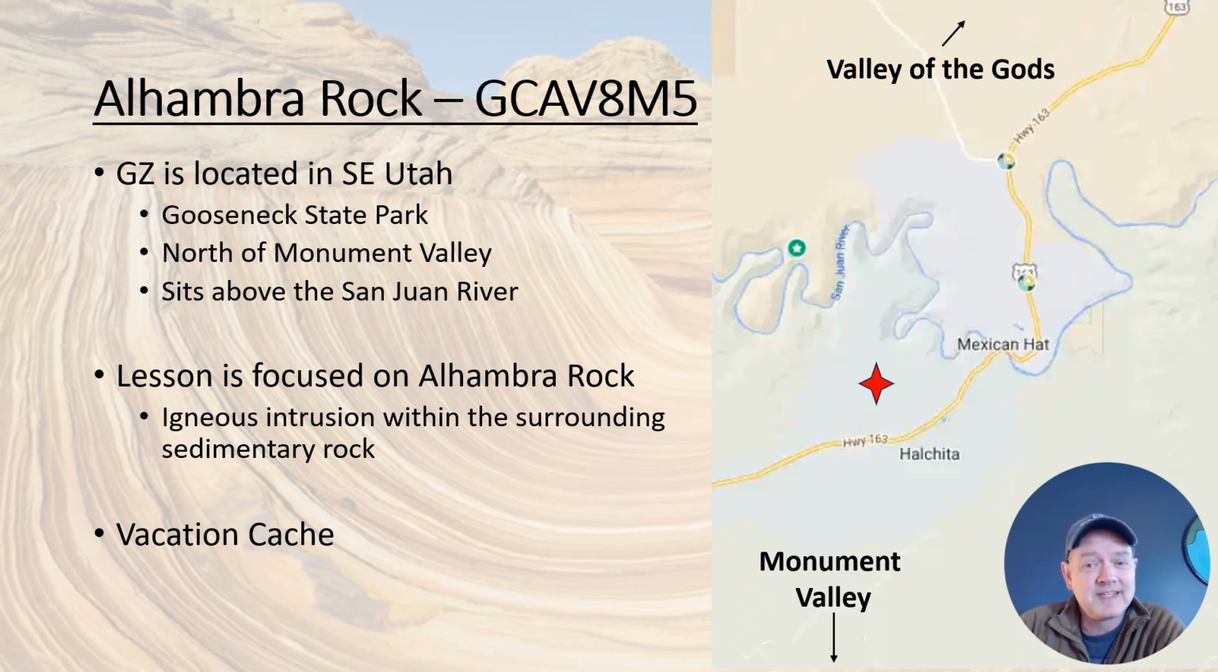Alhambra Rock itself is an igneous intrusion within the surrounding sedimentary rock. So I think EarthCaches should answer the question, why is this like that? So why is an igneous intrusion within an area dominated by sedimentary rock? That's the lesson. Full disclosure, this is a vacation cache and my first time writing one of those.